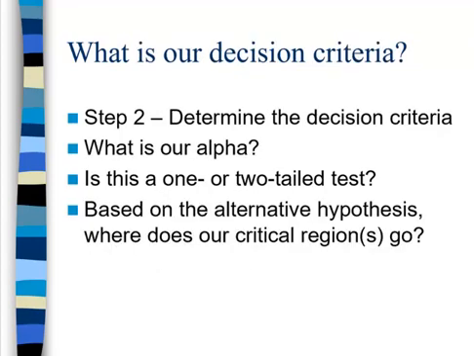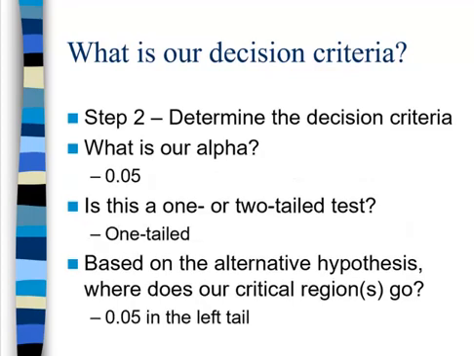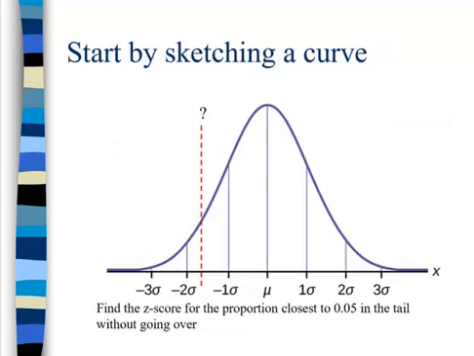So now we want to determine the decision criteria, right? So what's our alpha? Is it a one or two-tailed test? And where should our critical regions go? Well, again, our alpha was set at 0.05. This is a one-tailed test. And based on the alternative hypothesis, which was less than, the entirety of our alpha should go in the left tail. So again, we want to find a point in the distribution that separates the bottom 5% from the top 95%. We're looking for 0.05 in the tail, finding the z-score associated with that.